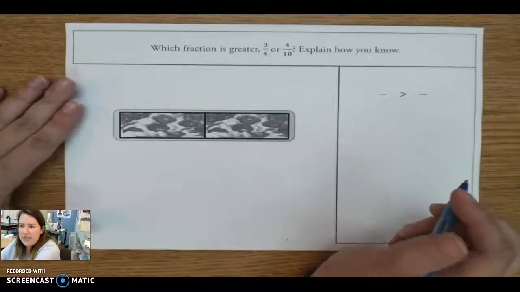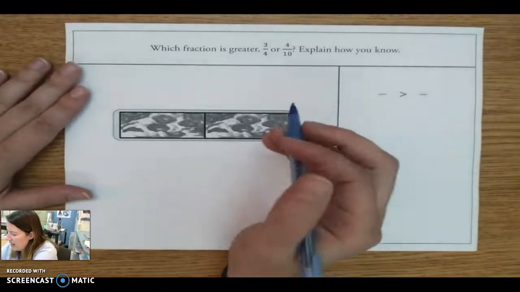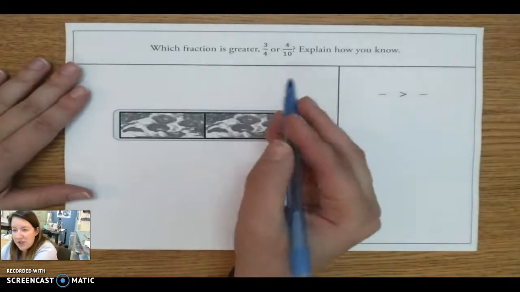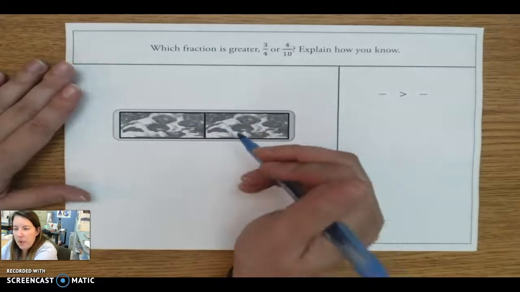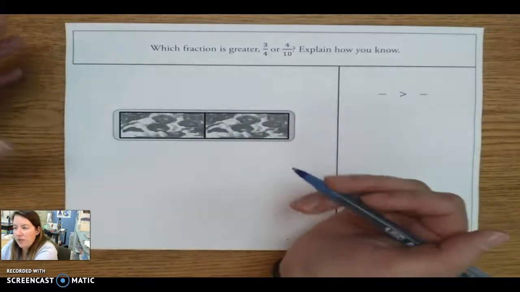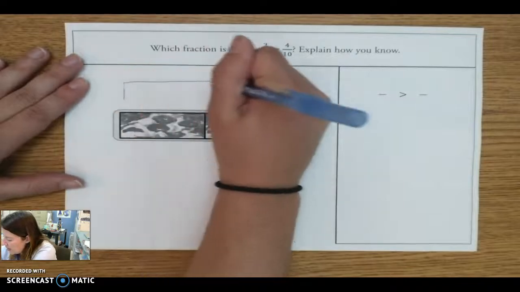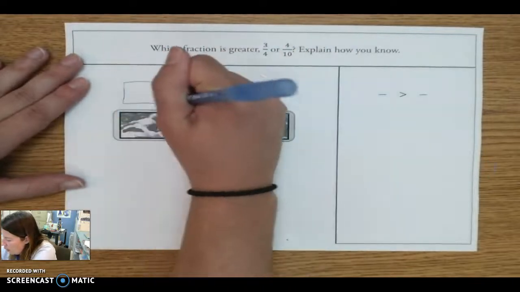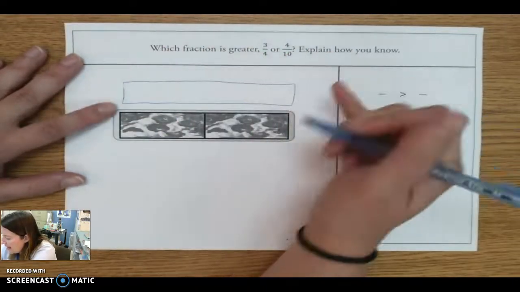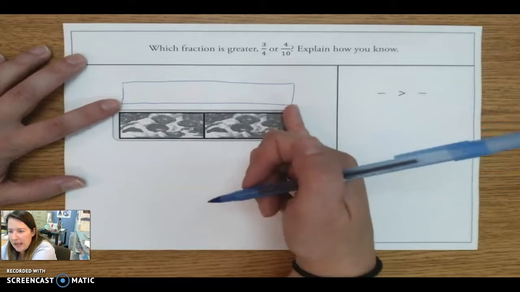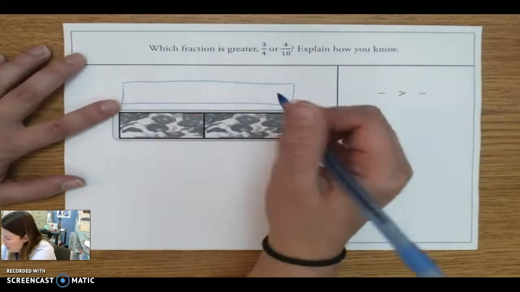Okay, so let's take a look at some of these examples. It says we're going to compare these fractions by comparing them to the half. Which fraction is greater, 3/4 or 4/10? Explain how you know. So I'm going to start by drawing a picture for this one. I want to make sure my whole is the same size, at least the best I can, to compare to a half.